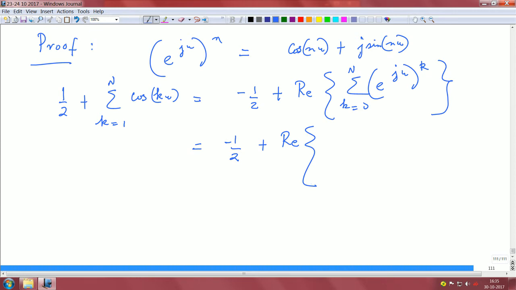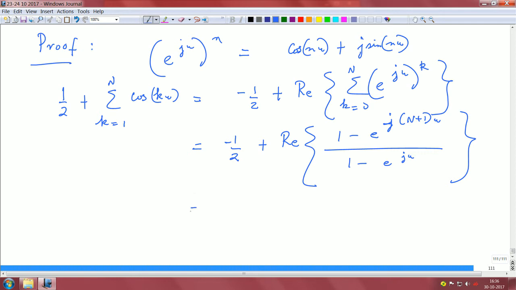Now this is a geometric sum, so you can write this in this form, (1 minus e power j times (n plus 1) u) divided by (1 minus e power j u). Right, the common ratio is e power j u and the first term is 1. So you apply the geometric series sum, a times (1 minus r power n plus 1) over (1 minus r). This is what you are going to get.